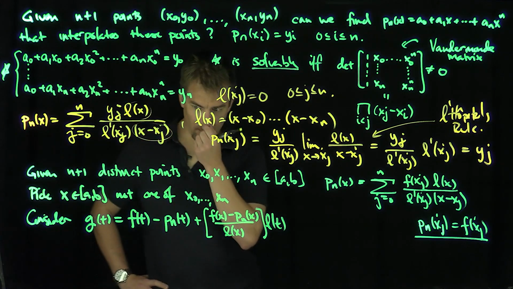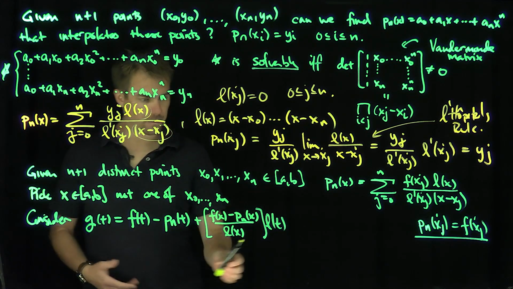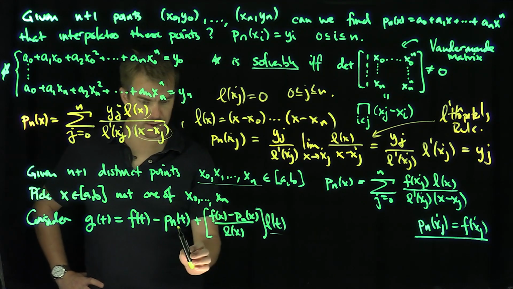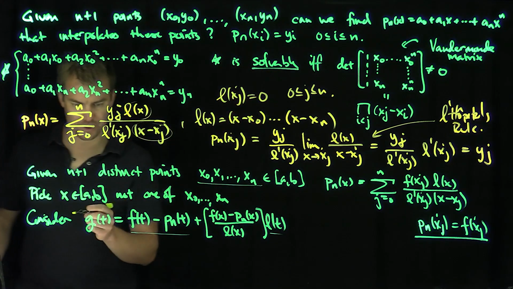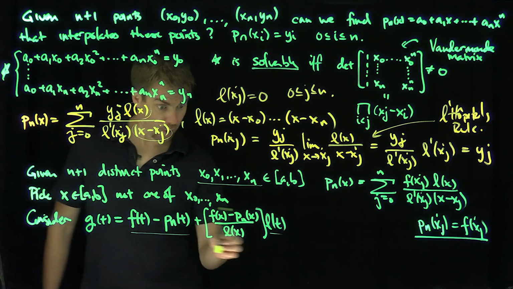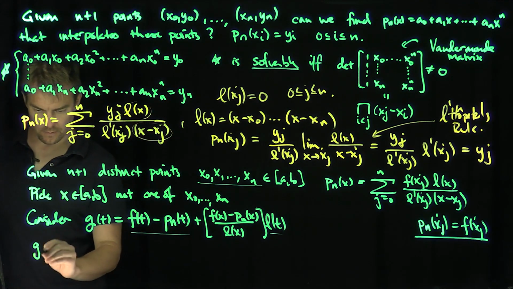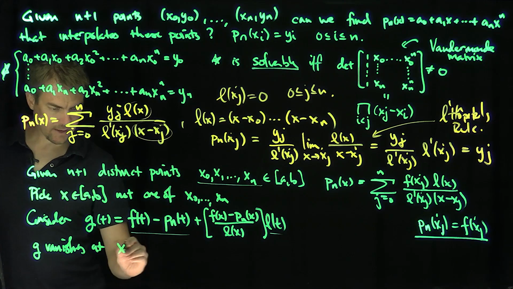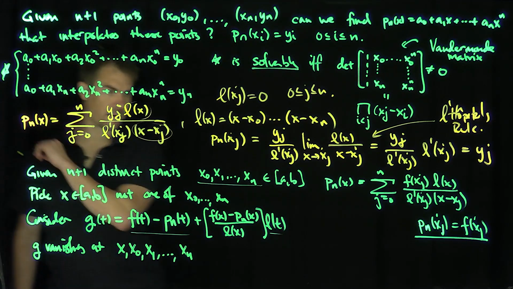All right, so now what can we say over here? What do I know about g? If I plug in any of these x0 through xn to L, they'll vanish, and I know that f agrees with that polynomial at those points. So g vanishes at those points, and it will also vanish at x, because if I plug in x over here, it will vanish. So g vanishes at x, x0, x1 through xn, okay?